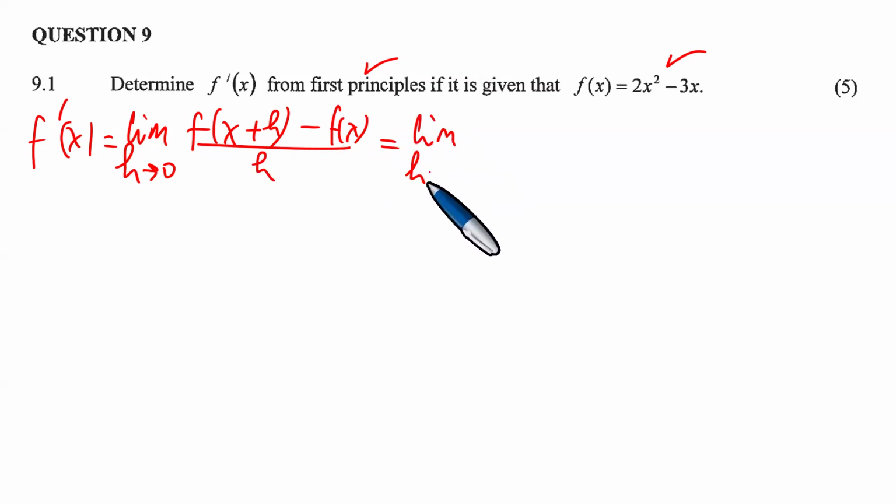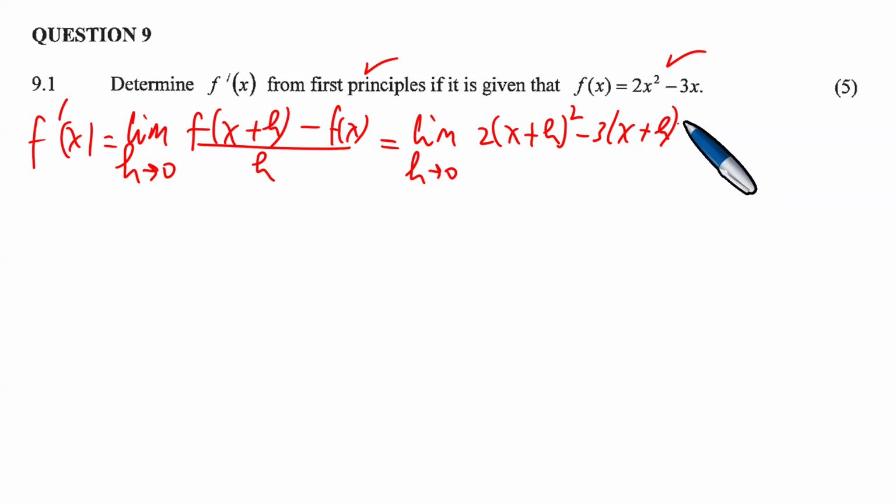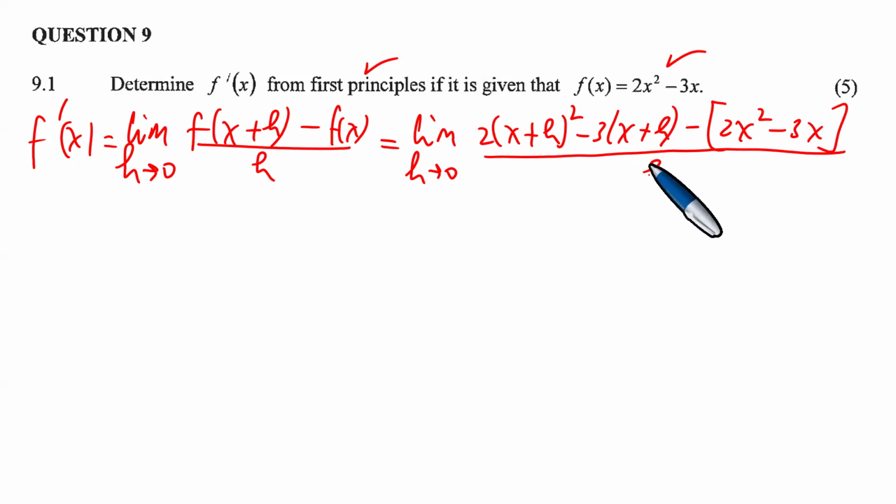This is the limit as h tends to 0 of the f of x plus h, which is 2 times x plus h, you square that, minus 3 of x plus h, minus, okay, the f of x is 2x squared minus 3x, like so, all divided by h. We continue.